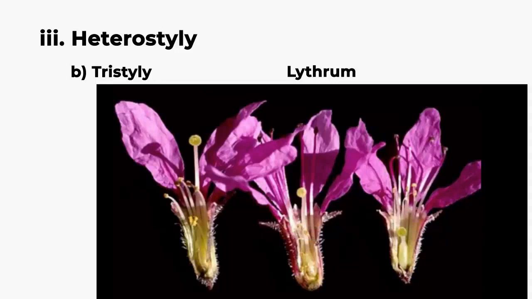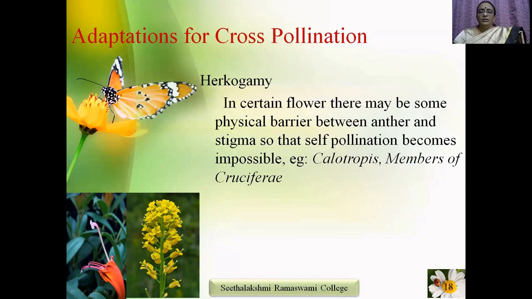And this is exclusively because of the variation in the length of the sex organs, and this condition is called heterostyly, which favors only cross-pollination. Next type is herkogamy. Herko means some barrier. So in certain flowers, there may be some physical barrier between the anther and the style, so that pollination between them is rendered difficult or even impossible.